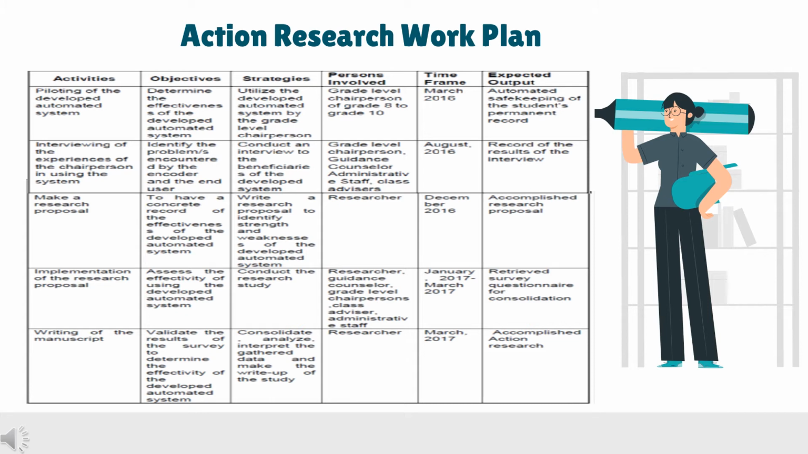Time frame. How long will each activity be undertaken? So, this will be indicated in our fifth column or the time frame of the study. On the last column, take down all the possible outcomes for each specific task, and that will comprise your expected output. So that is how we can prepare or present an action research work plan.